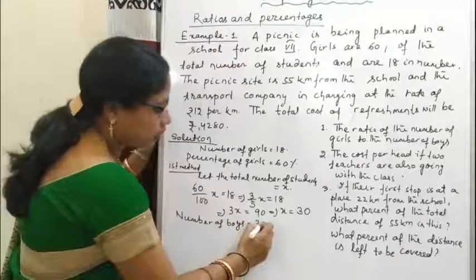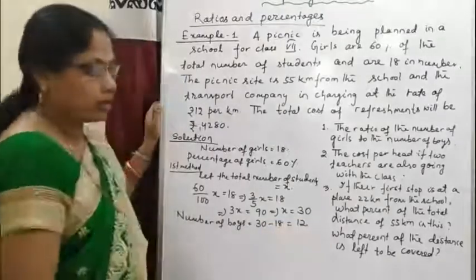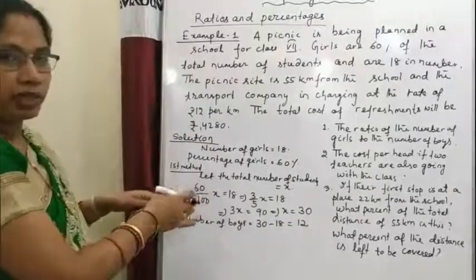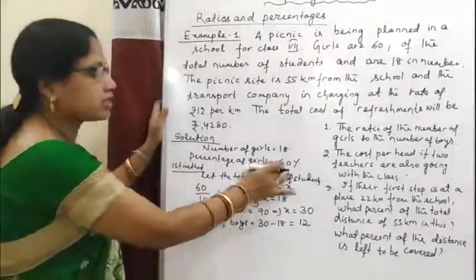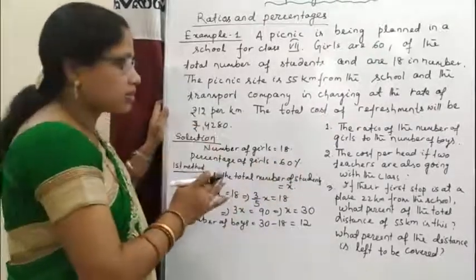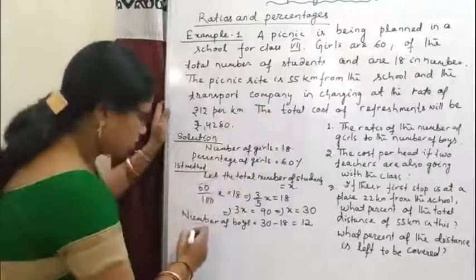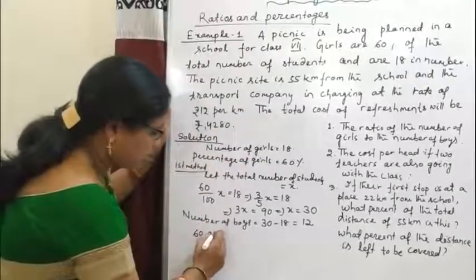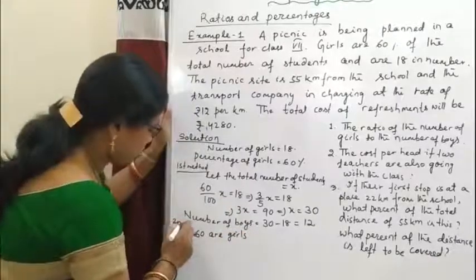Is equal to 30 minus 18. This is equal to 12. So in another method also we can find this. So let 60% be the number of girls, meaning out of 100 students, 60 are girls. Next method, second method.